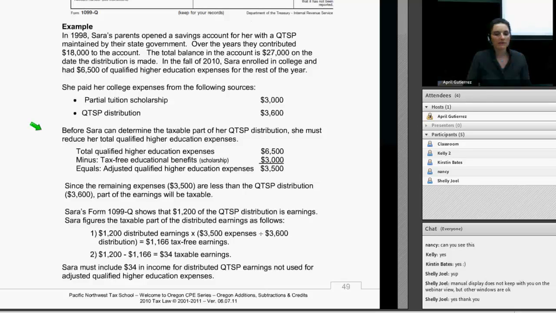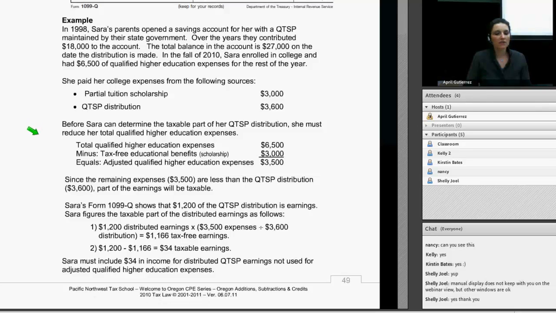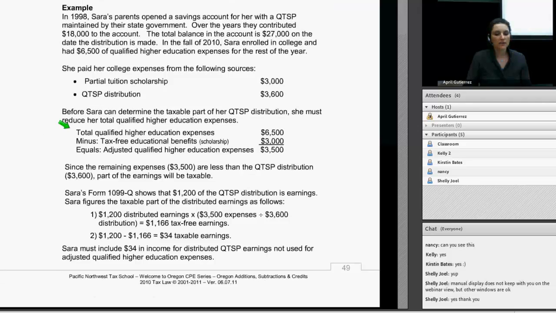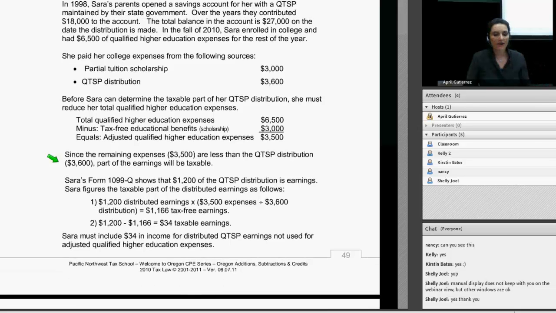Before Sarah can determine the taxable part of her QTSP, she must reduce her total qualified higher education expenses. She takes the total of the qualified higher education expenses, which were $6,500, and she subtracts out the scholarship, $3,000. That leaves her the adjusted qualifying higher education expenses, which can be used to offset the distribution. Well, the distribution is $3,600, and the remaining allowed basis in those expenses is $3,500. So we essentially have $100 of distribution that is potentially exposed to tax. And now we need to apply the formula.